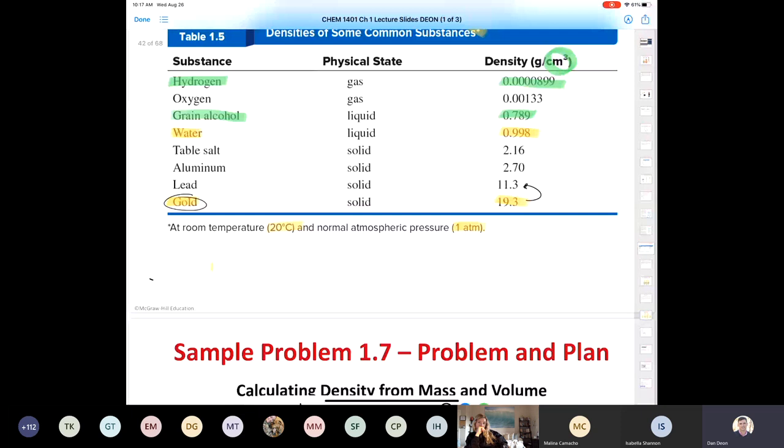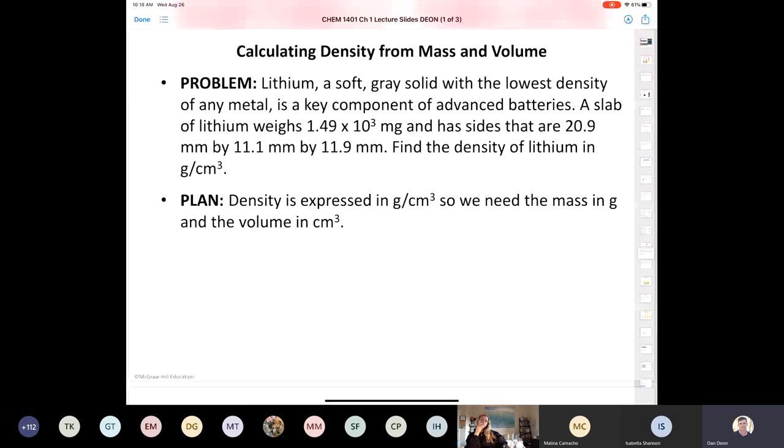Let's take a look at a question here. It says lithium, a soft... It is osmium. Hey, what do you know? All right. Where are we? Lithium, a soft gray solid with the lowest density of any metal, is a key component of advanced batteries like lithium ion batteries. A slab of lithium weighs 1.49 times 10 to the 3 milligrams and has sides that are 20.9 millimeters by 11.1 millimeters and 11.9 millimeters. Boy, they couldn't make these units easy, could they? Find the density of lithium in grams per centimeter cubed.